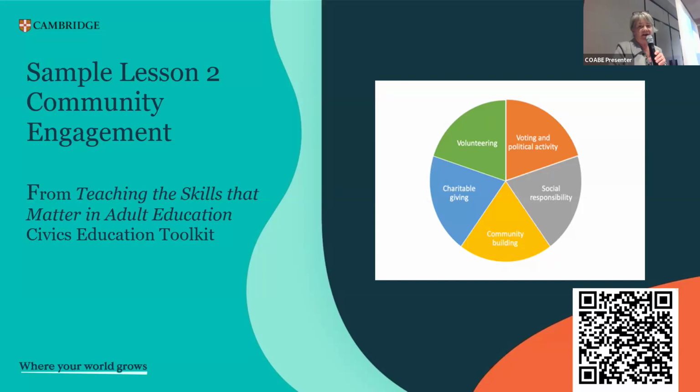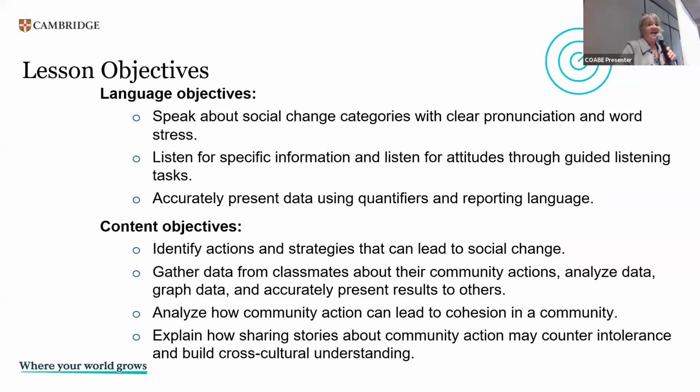Sorry, trying to get our toolbar out of the way there so I can click the slides. Okay, so there's some language objectives, and then there's some content objectives. So, just kind of skim those. It's a speaking and listening lesson primarily. There's a little language development piece with pronunciation, a little bit of grammar with quantifiers. And then content-wise, we're learning about community engagement. That's the theme, okay? And we're going to analyze what we can do and how that can help our community, collect data, analyze data, and then share stories about community actions that might counter intolerance and build cross-cultural understanding.